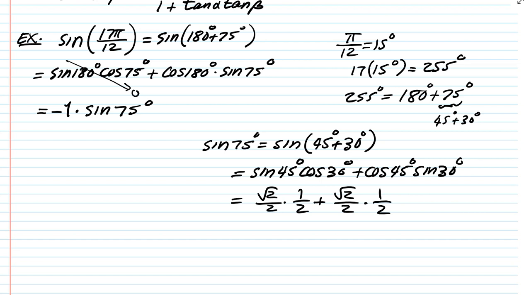Yeah, let's see, cosine 30, I didn't do it right. Cosine 30 is actually not 1/2, it is root 3 over 2. I'm sure you caught that one. Perfect. And there we have it. So it's going to be root 6 plus root 2 over 4. Therefore, the answer to this is negative of root 6 plus root 2 divided by 4. And there is the sine of 255 degrees.